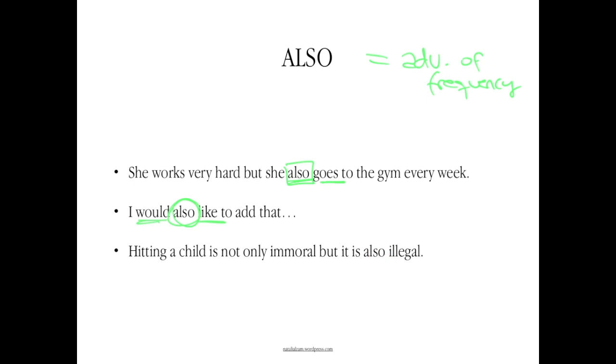Why? Because "also", as any other adverb of frequency, well, it's not an adverb of frequency, but it goes in the same position as adverbs of frequency. Okay? So it could go before a main verb, in the middle of two verbs, or if it is the verb to be, always after the verb to be.